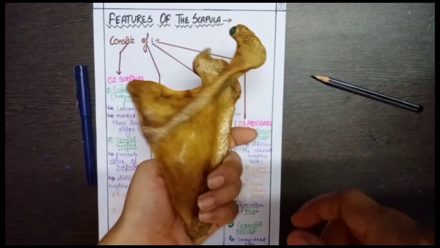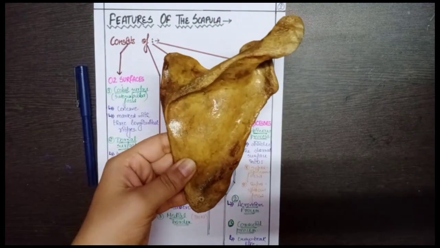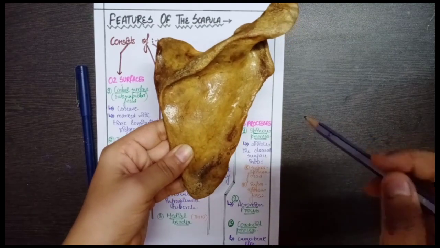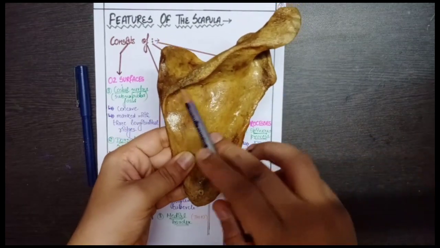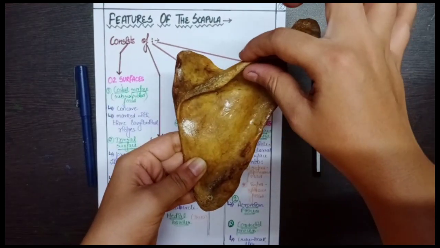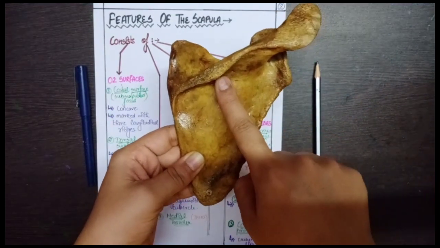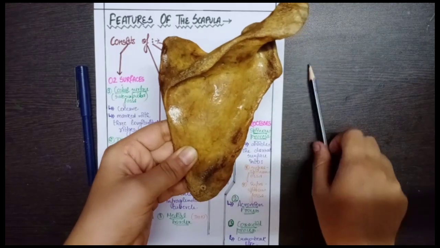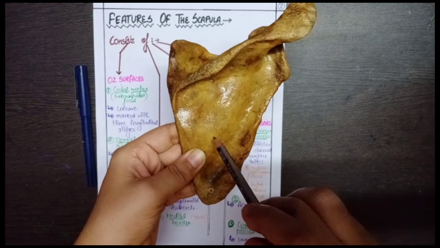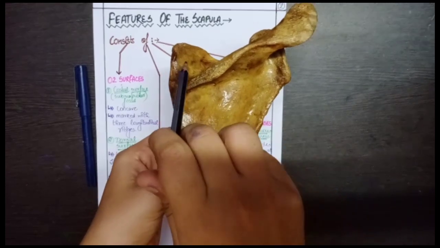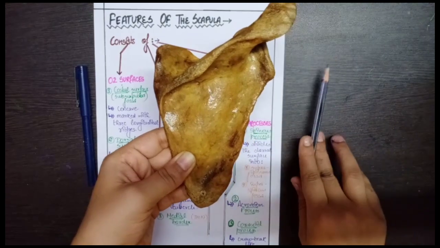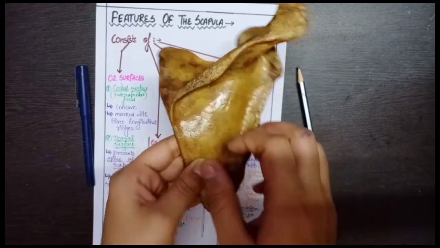Then we go for the dorsal surface. When we see the dorsal surface, the first thing we notice is the triangular spine, also known as the spine of scapula. This spine is present on the dorsal surface of the scapula, dividing it into 2 fossae, that is, the supraspinous fossa and the infraspinous fossa. That is about your surfaces.